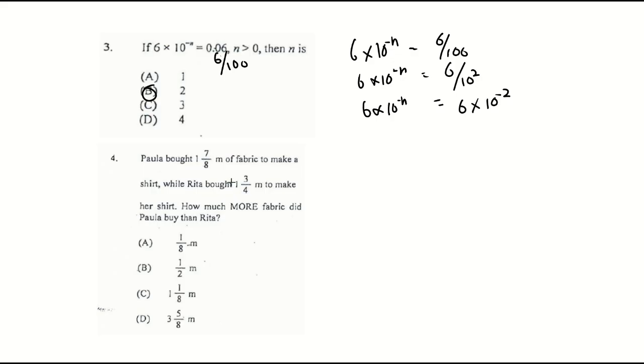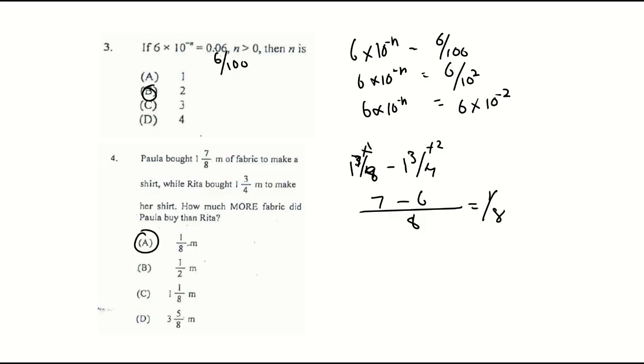Paula bought 1.78 meters of fabric to make a shirt, while Rita bought 1.75 to make her shirt. How much more fabric did Paula buy than Rita? Alright, so we want to know the difference. 1.75 minus 1.75. Right, LCM here is 8. 1 minus 1 is 0. Multiply this by 1, multiply this by 2. That's 7 minus 6, which is equal to 1 over 8. So the answer is E.